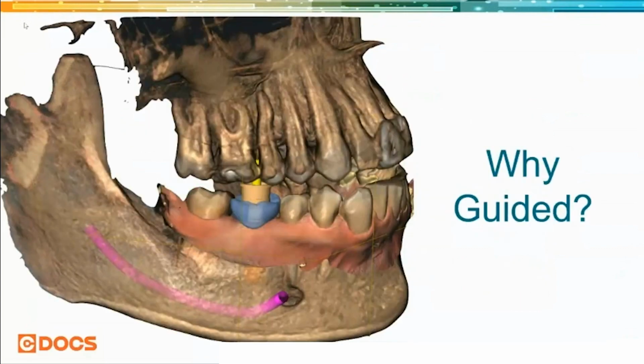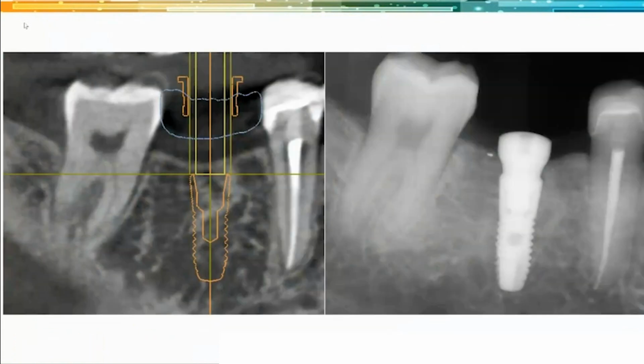And so why guided? Obviously, lots of people place implants, and they've placed implants for a long time, and they haven't always been guided. So what's the big deal with guided surgery? The great thing about guided surgery is that the picture on your left shows the crown and the sleeve for the surgical guide and the placement of the implant. And the picture on the right shows that implant placed right where we had planned it.